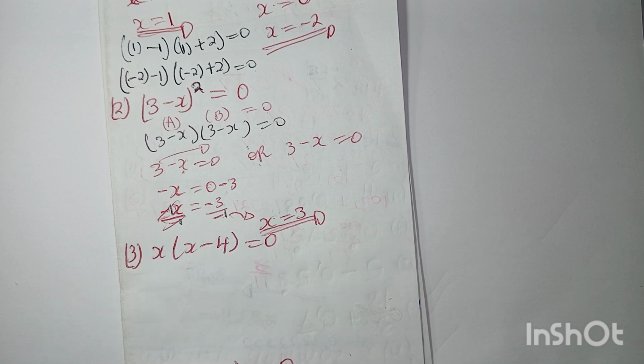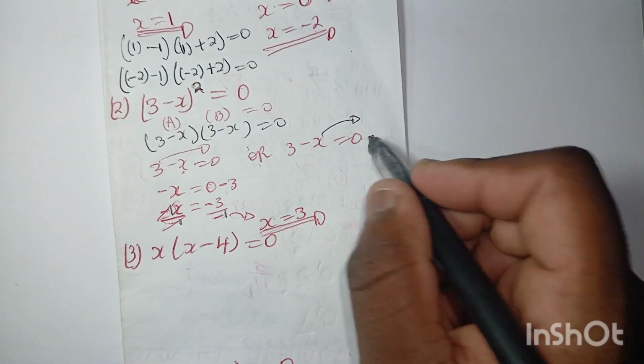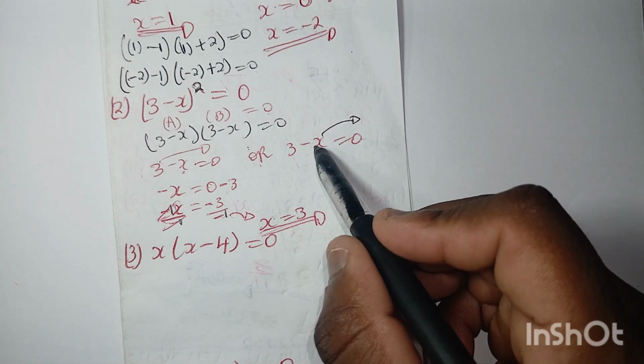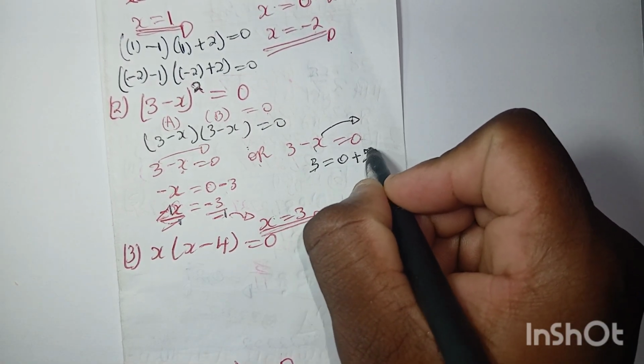Another approach, which is simple: if I take this thing to the other side, remember 0 in maths is nothing. You know that. When I take this thing to the other side, it will just become like 0 plus x.